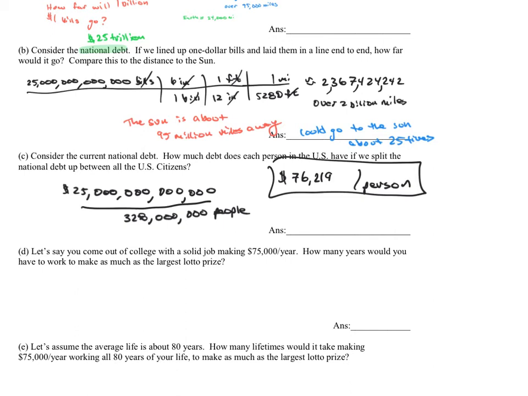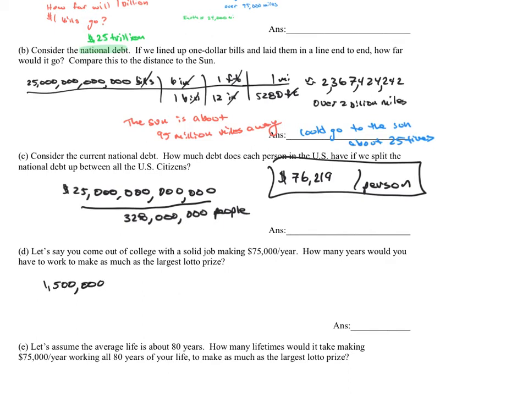So what I want you to think is just the context of $75,000 is a damn good job. And we're going to play off of this number for the rest of the packet. So I just wanted you to get some context for that number. So let's look at this. If you make $75,000 a year, how long would it take for you to make the lotto prize? Well, let's look at the largest lotto prize. That was about $1.5 billion.